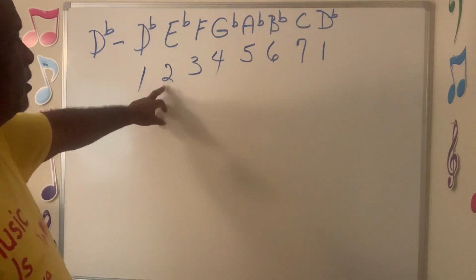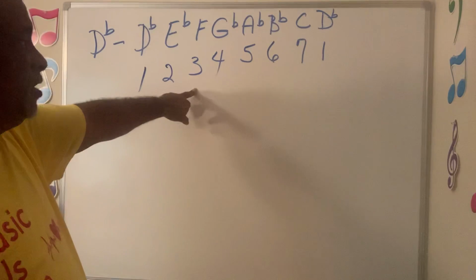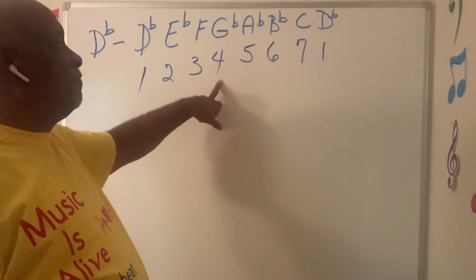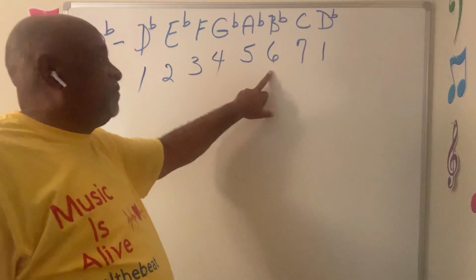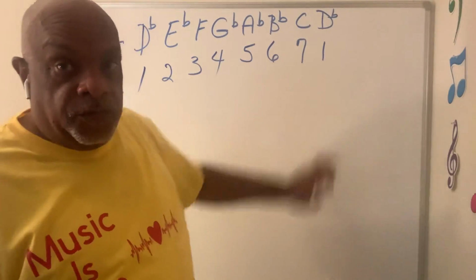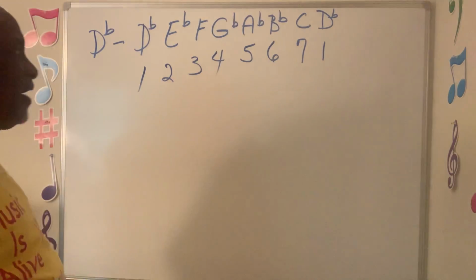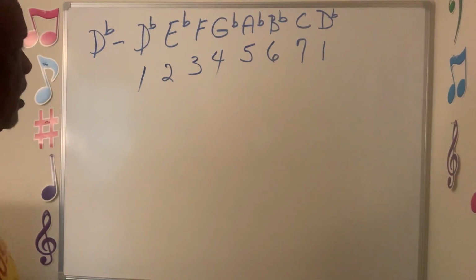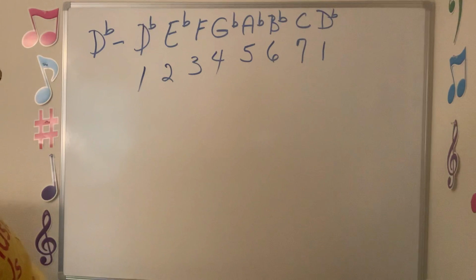D flat is the 1, E flat is the 2, F is the 3, G flat is the 4, A flat is the 5, B flat is the 6, C is the 7, and then back to D flat, the 1. Now, let's see if we can find the relative minor of D flat.